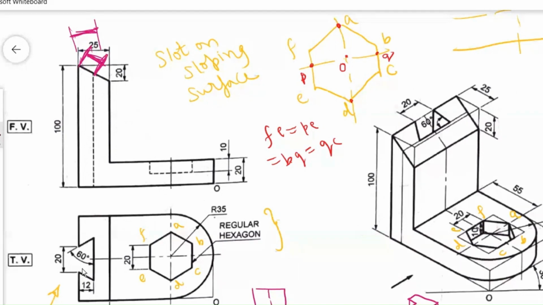Horizontal or vertical line to inclined parallel distance is 12. Similarly, this 25 is parallel, but then we have to draw this slot at what distance? Is it at 12? No, it is not at 12. Is this 12? No, this is not 12. I don't know how much it is. So in that case, the procedure is what I am going to explain to you.